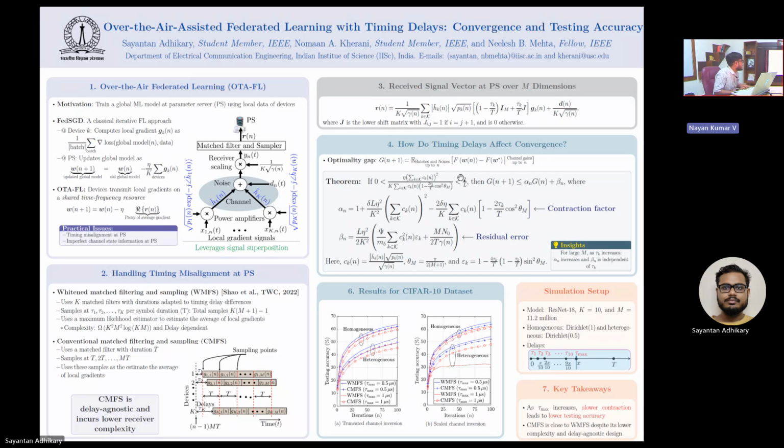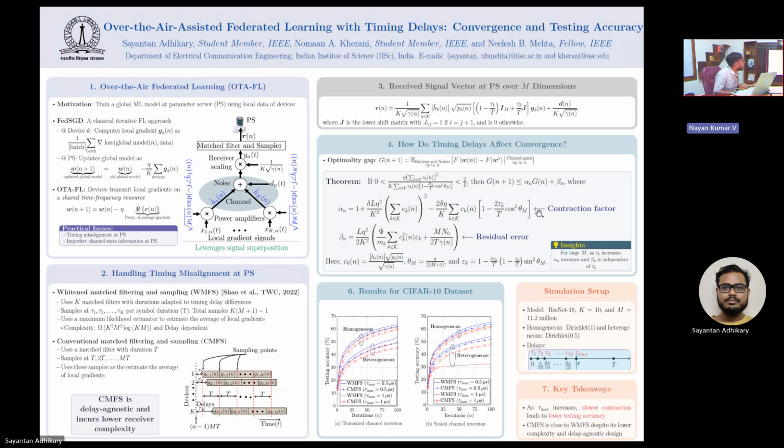our paper. This states that if our learning rate, eta, satisfies a certain condition, then the optimality gap at the (n+1)th iteration follows this recursive relation, where it decreases by a contraction factor in each iteration, called alpha n, and there exists an additive residual error. So let's look at how these contraction factors and residual errors evolve and how they depend on the timing delays and the number of model dimensions.